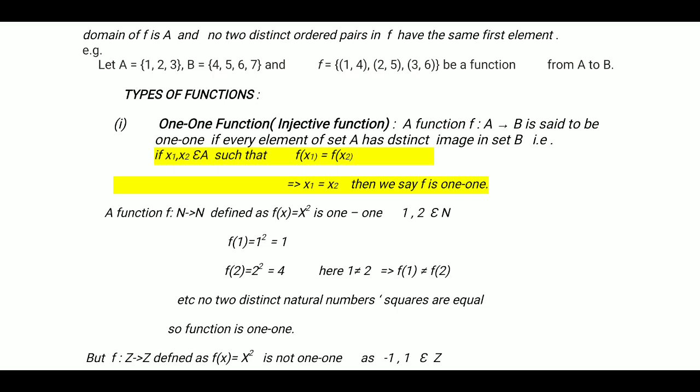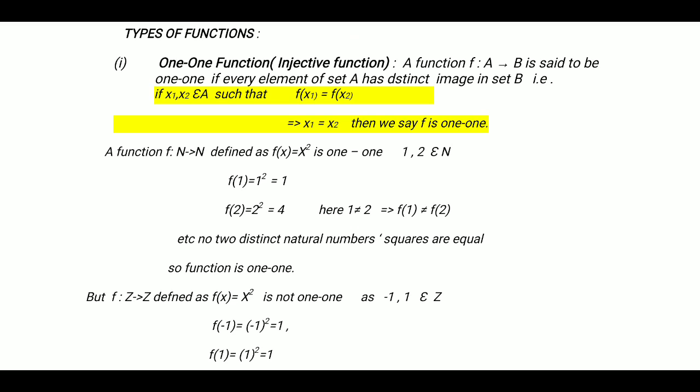This is the procedure, and you have to keep in your mind that when proving an injective function, we will take two elements of the first set such that f(x1) is equal to f(x2), and putting the value of the relation, we get x1 is equal to x2, then we say f is 1-1. Now an example: a function f from N to N defined by f(x) equal to x square is 1-1.